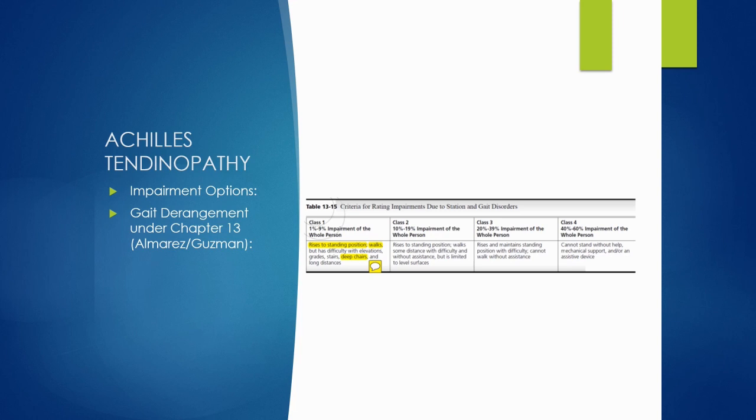Now, because of some limitations in Chapter 17 and limitations with the strict application of the AMA Guides that prevent evaluators from combining impairments due to gait disturbance with other impairments, such as loss of range of motion, loss of muscle strength, or atrophy, some examiners prefer to escape Chapter 17 and escape the permanent impairment rating due to gait disturbance in Chapter 17 and instead use impairments due to station and gait disorders out of Chapter 13, because that then allows them to employ impairment due to gait disturbance without being restricted and without being limited in combining other impairments in Chapter 17 under the strict application of the AMA Guides.